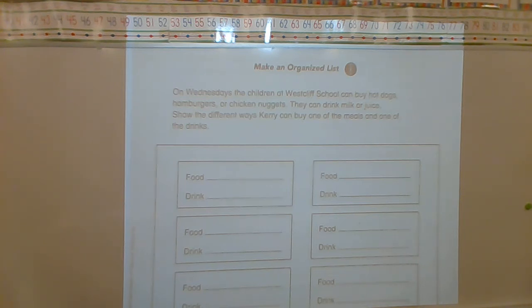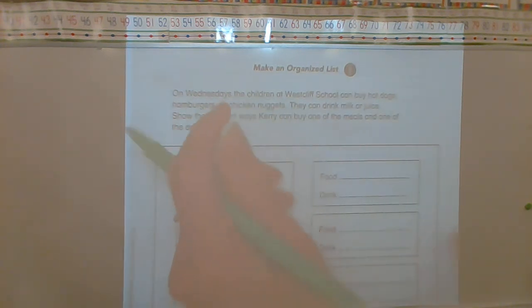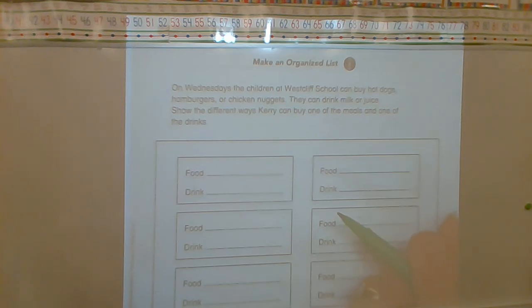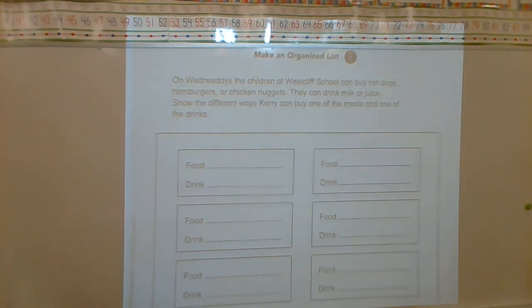So what is something we know in this problem? Yeah, it looks like there are 3 choices for food: hot dogs, hamburgers, and chicken nuggets. That's one thing we know. What else do we know about this problem? Yeah, it looks like there are 2 choices for drinks. You can either drink milk or juice. So what kind of plan can we make to solve this problem? Well, let's make an organized list. What is one way Carrie can buy a meal and a drink?